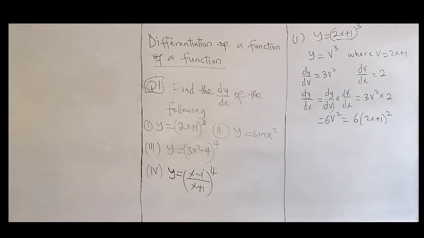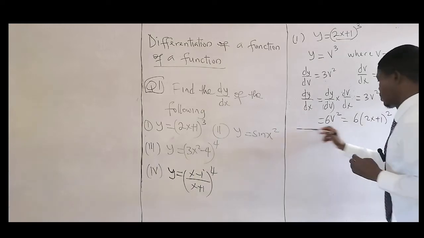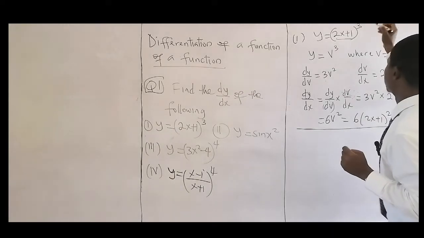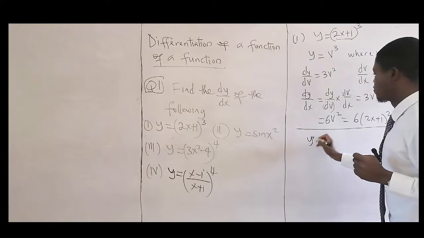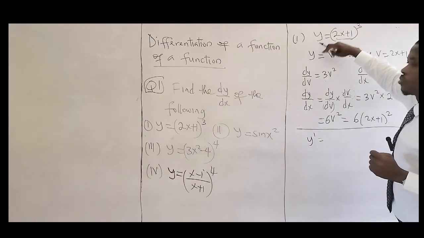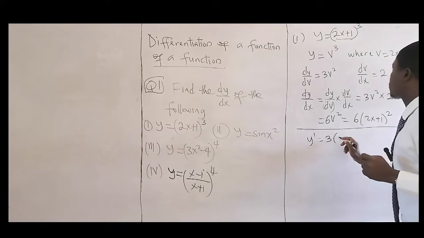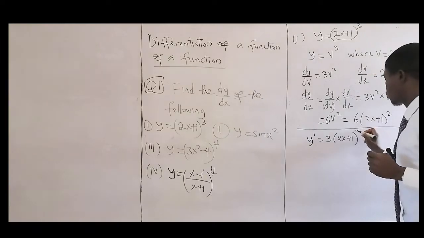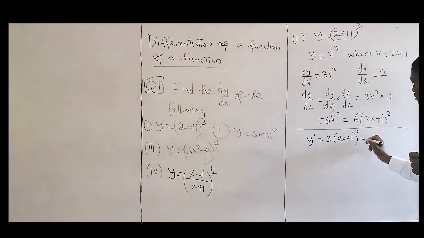Okay, so that's that. There's another method you can use without all these longer steps. You can also do it straight away. How do you do that? Very simple. y prime equals: the power goes to the front, 3, write the bracket 2x + 1, then the power minus 1, that's power 2. Then after that, times the derivative of 2x + 1, d/dx of 2x + 1. And that's all, you get your answer.